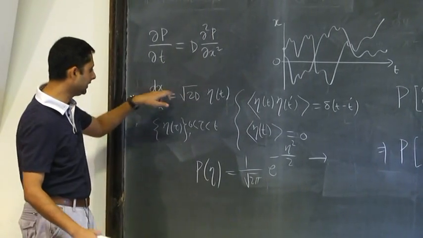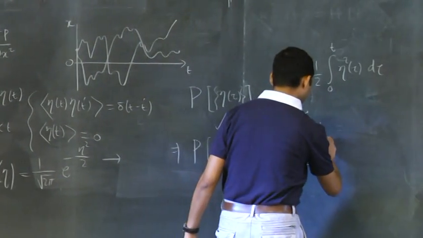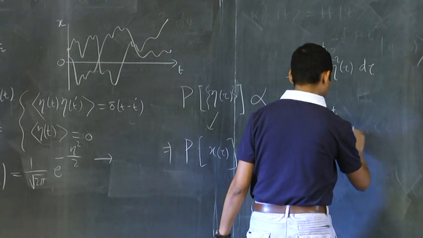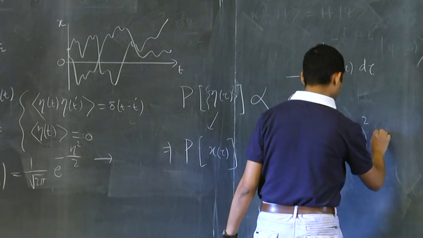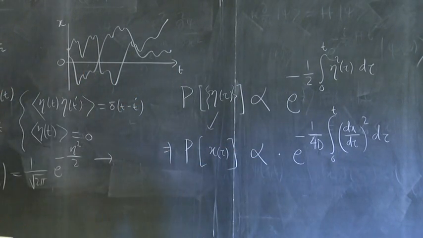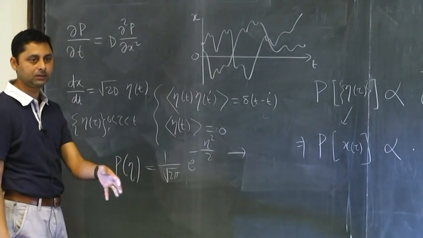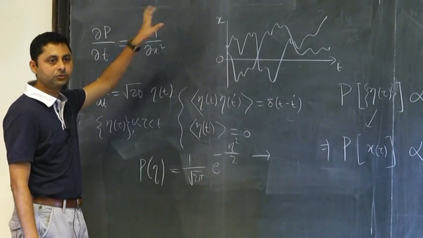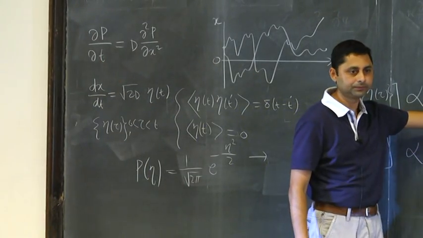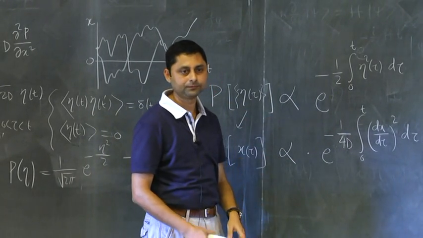If you replace eta by this, this half and then there is 2D, so it becomes 1 over 4D, integral 0 to t, (dx/d tau) whole square. And this Jacobian, you can show that when you go from here to there, the Jacobian is 1. So, that Jacobian does not depend on the path for the free case. When you have a potential, that will change. For the free case, the Jacobian is independent of the path. So, it is just some number that you can put in the normalization. So, this is what you have.